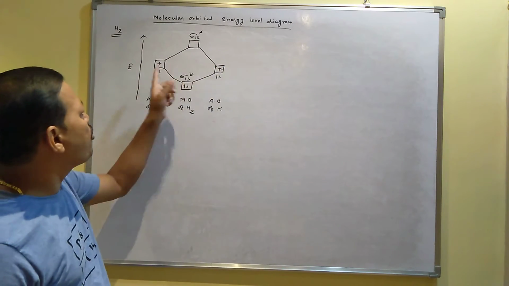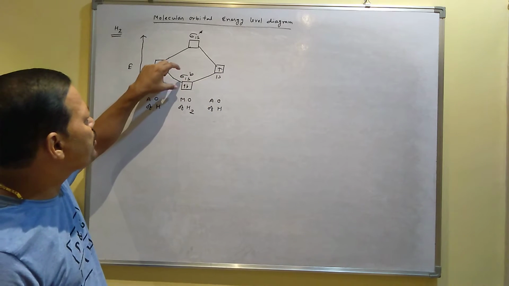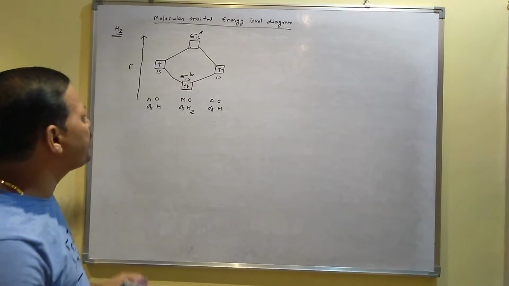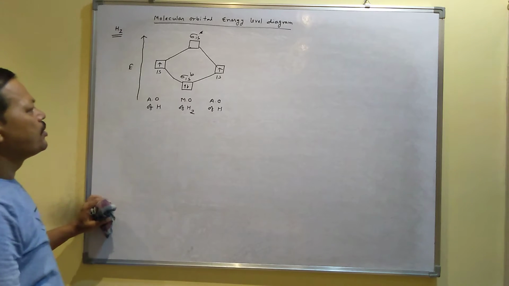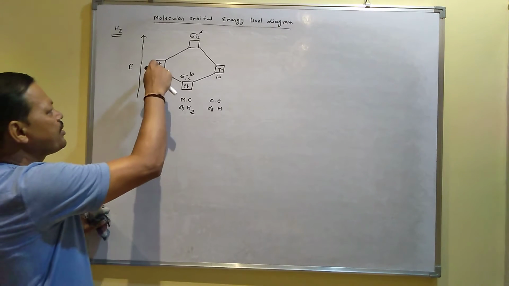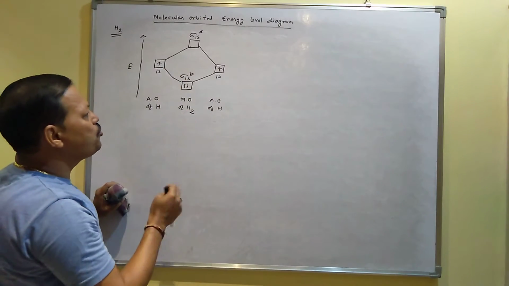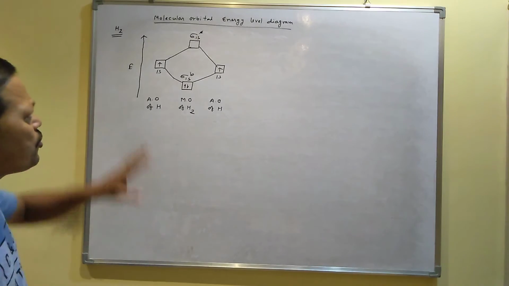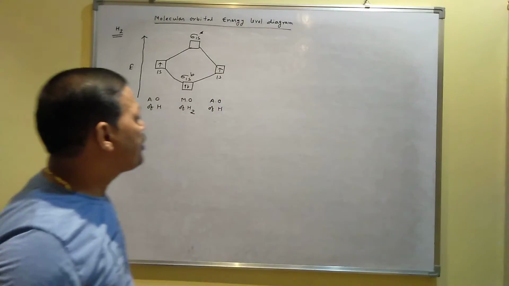When this 1s combines with this 1s, it will form two molecular orbitals. One is called sigma 1s bonding, and one is called sigma 1s anti-bonding. Bonding has lower energy, anti-bonding has higher energy. Since each atomic orbital contains 1 electron, after combination there will be 2 electrons, and those 2 electrons should be present in bonding. So this diagram is called the energy level diagram for hydrogen molecule.